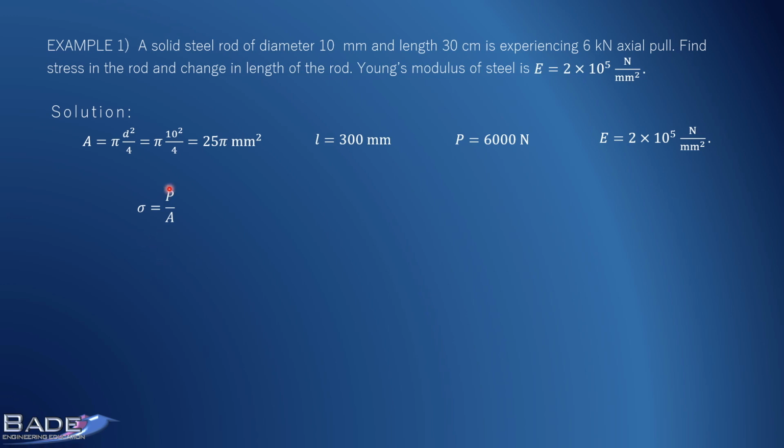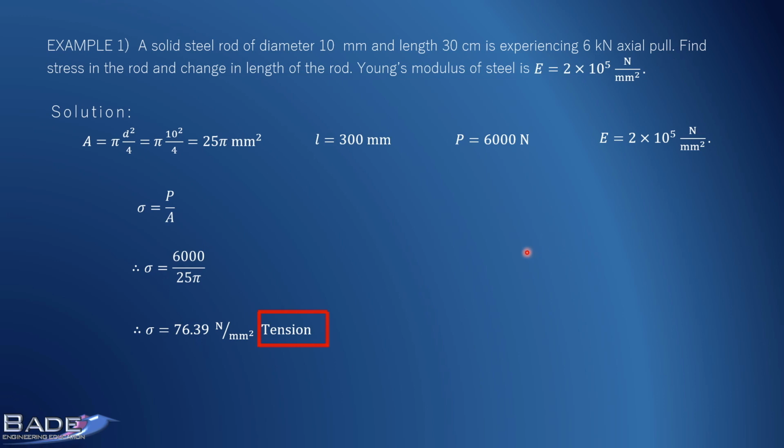So stress is P by A, put the values. Load is in Newton 6000, cross-sectional area in millimeter squared, and you got stress 76.39 Newton per millimeter square. This is very important. When you talk about a normal stress on a cross section, you should always mention whether it is tensile force or compressive force. In this case, it is tension because it is pull type of force.